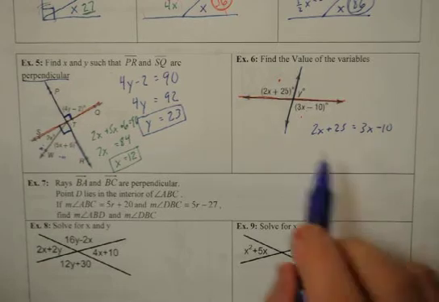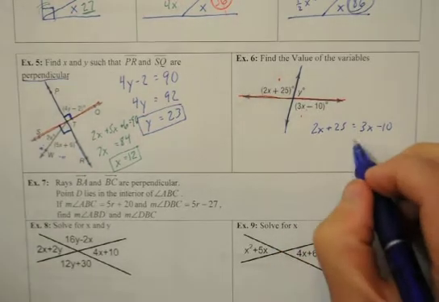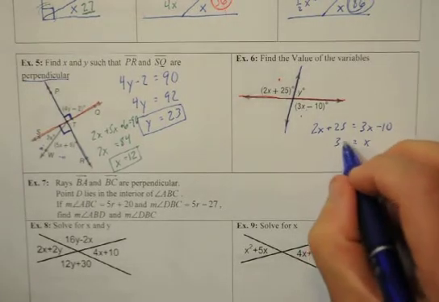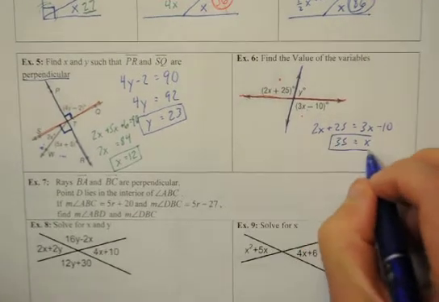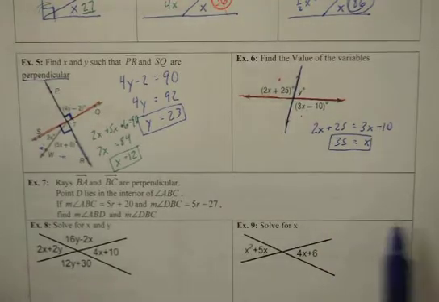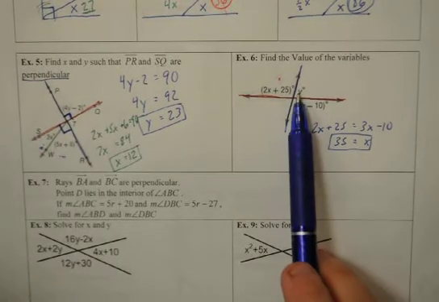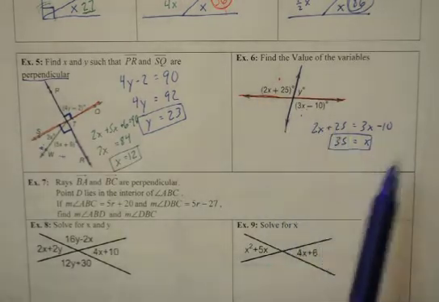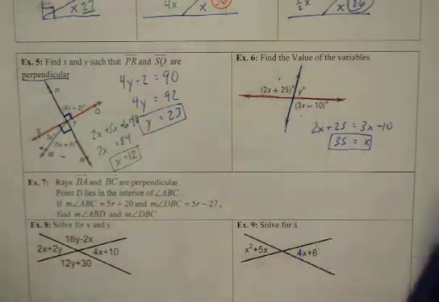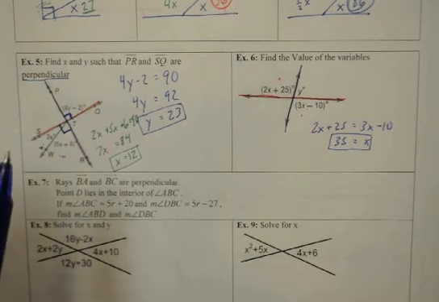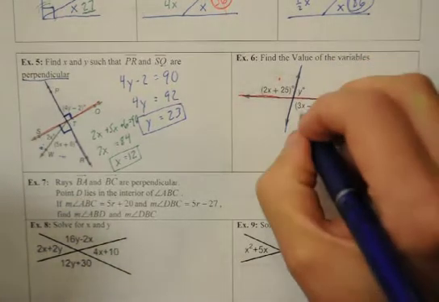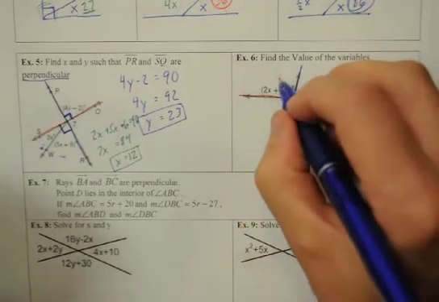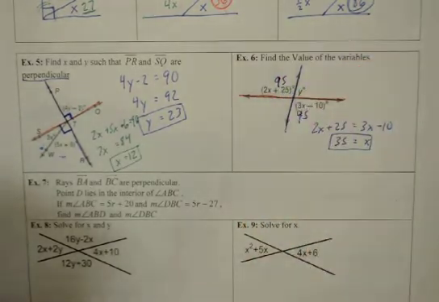So now do your algebra. Take this 2x and subtract it. Take this 10 and add it. And we've solved for our x. Now we have to solve for our y. And I'm going to go ahead and check my answer before I do that. So that's 3 times 35 minus 10. That's 95. Check your answer here. That also is 95.